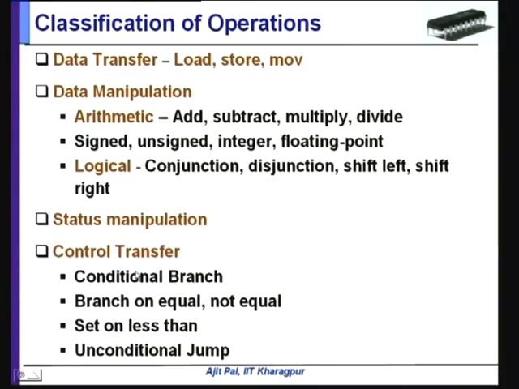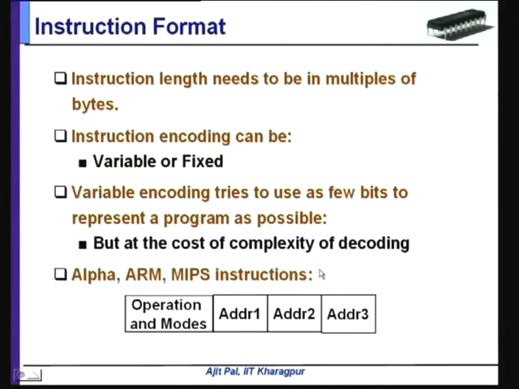Then come the control transfer instructions, which can be conditional branch like branch on equal, branch on not equal, set on less than, or unconditional jump. So, there can be various types of control transfer operations which can be performed. These are the different classifications of operations provided by the instruction set architecture.